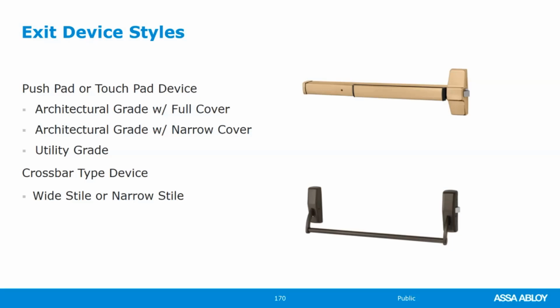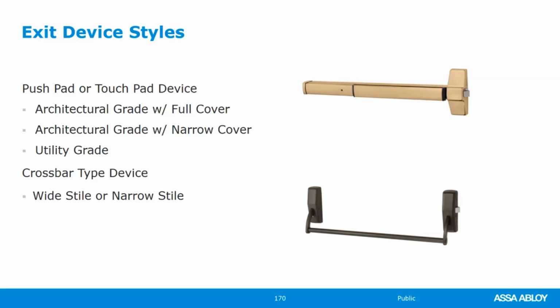The other type of device that Corbin Russwin offers is a crossbar type exit device. We do offer both wide and narrow style in that product as well. The crossbar, we don't see as much anymore as we do the touch bar. The touchpad type devices are used because you can add electronics to them. You can add monitoring to them. There are a whole lot more feature sets that you can do with the touchpad type device versus the crossbar.